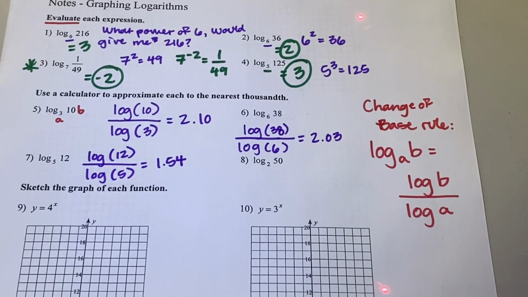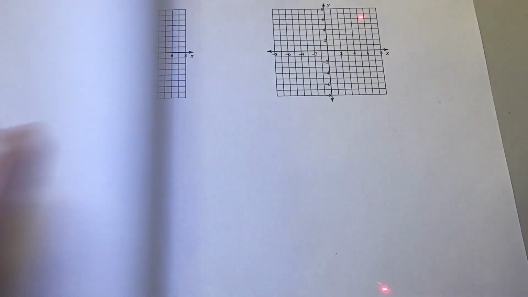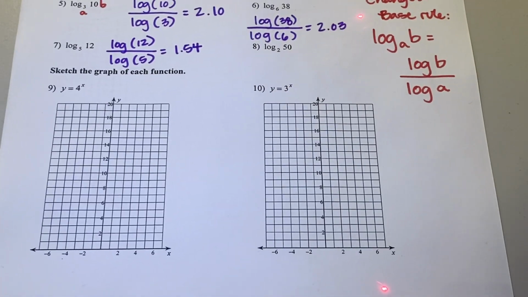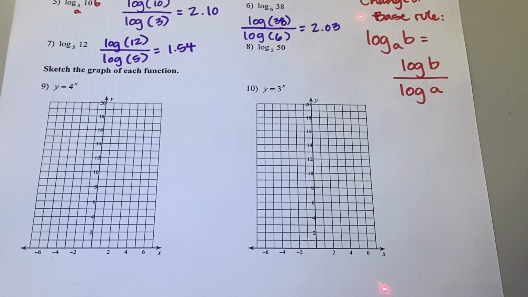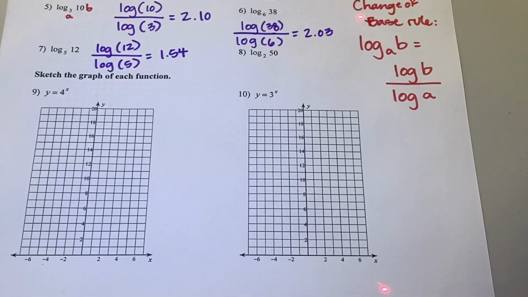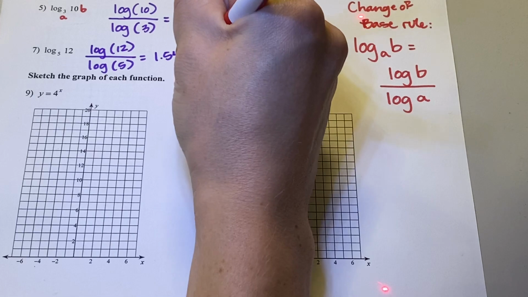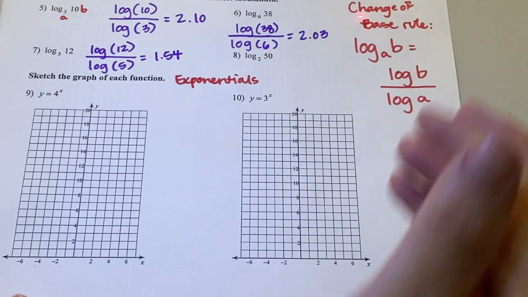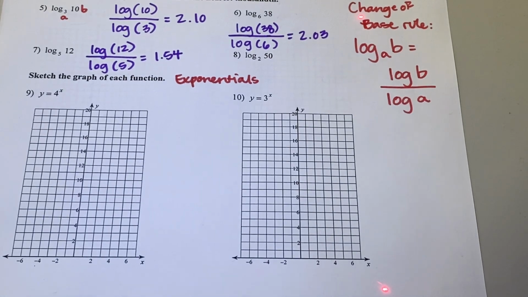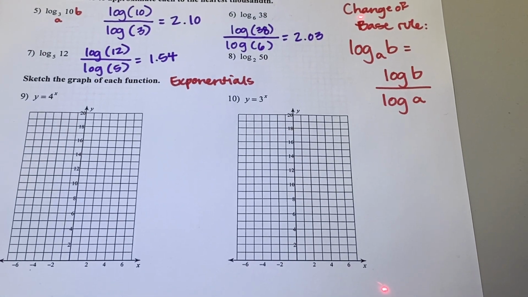Okay. Let's review. For numbers 9 and 10, do you guys see log anywhere in those equations? No. What we're actually doing is graphing the exponentials. So these guys, think of them as the originals, the OGs, the exponentials. This is kind of where we get logs from, right? They're inverses of each other.